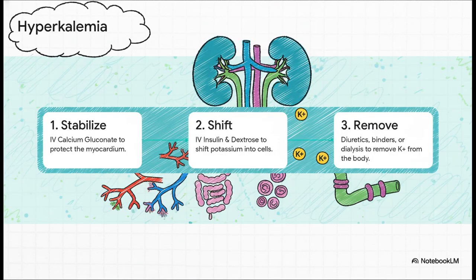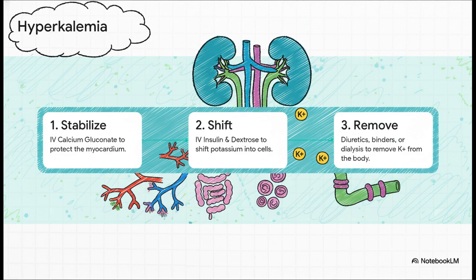Your response has to follow 3 steps, in order. First, and I cannot stress this enough, you stabilize the cardiac membrane with IV calcium gluconate. This doesn't actually lower the potassium, but it protects the heart from a fatal arrhythmia. Step 2, you shift the potassium out of the blood and back into the cells using insulin and dextrose. And then, for step 3, you start working on actually getting the potassium out of the body, using diuretics, binders, or, ultimately, dialysis.